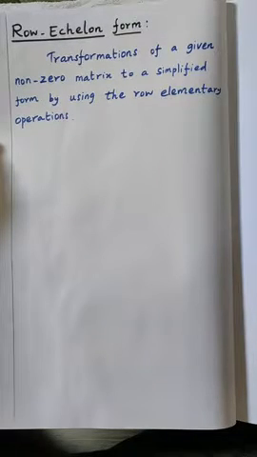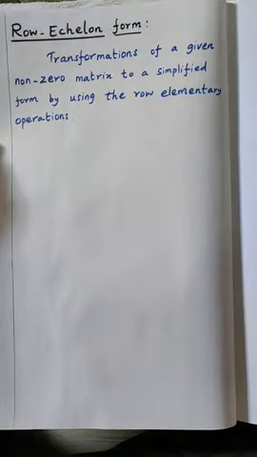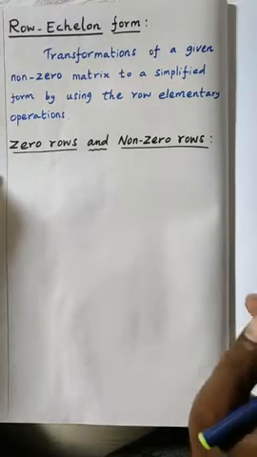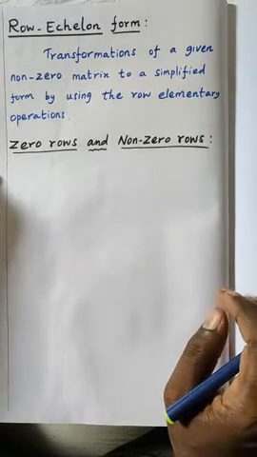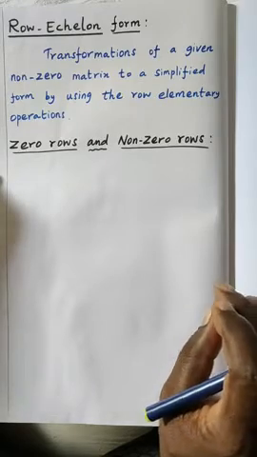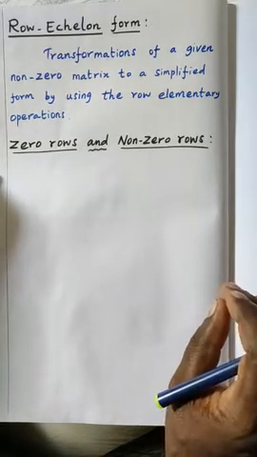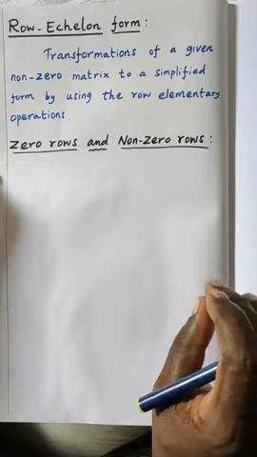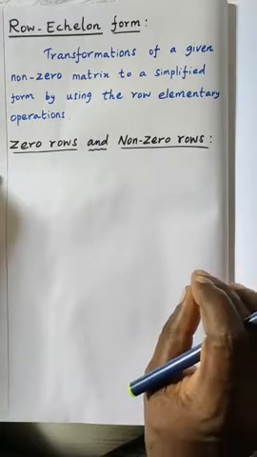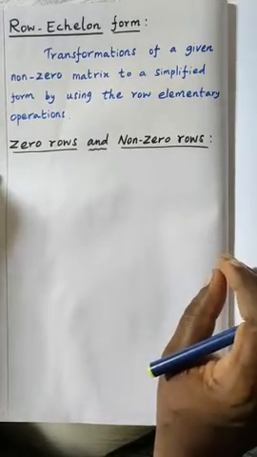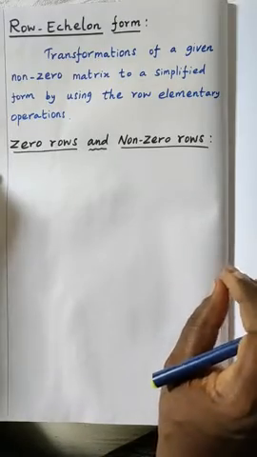Row echelon form. A transformation of a given non-zero matrix to a simplified form by using the row elementary operations is called row echelon form. Zero rows and non-zero rows. In a matrix, a row whose elements are completely zero is called a zero row. If it is not completely zero, then it is a non-zero row.